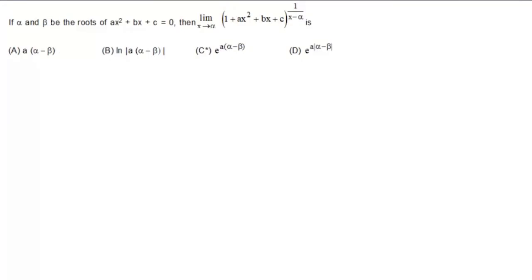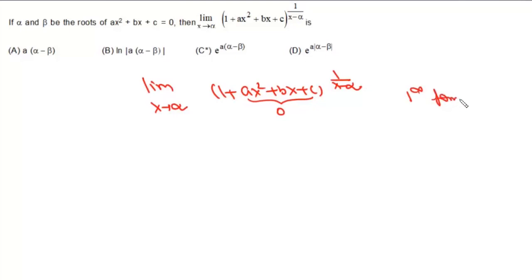Now the question is, if alpha and beta are the roots of this quadratic equation, then this limit: x tends to alpha, (1 plus ax square plus bx plus c) to the power 1 upon x minus alpha. Now since alpha is a root of this equation, this expression will be 0. So this is 1, and then 1 upon 1 minus 1 is 1 upon 0, which is infinite. So this is 1 to the power infinite form. We can write this as e to the power limit x tends to alpha, and then g(x), which is 1 upon x minus alpha, into f(x) minus 1, which is ax square plus bx plus c.